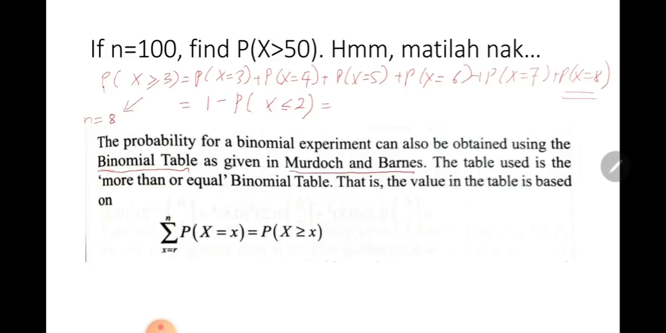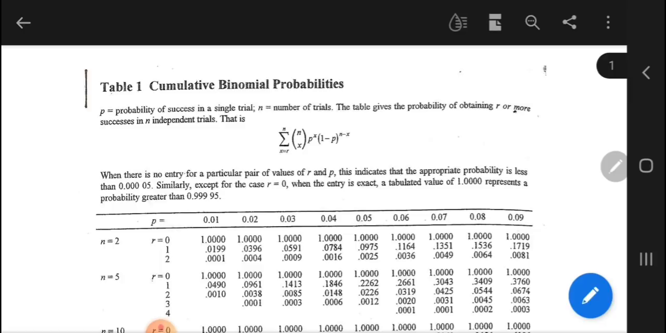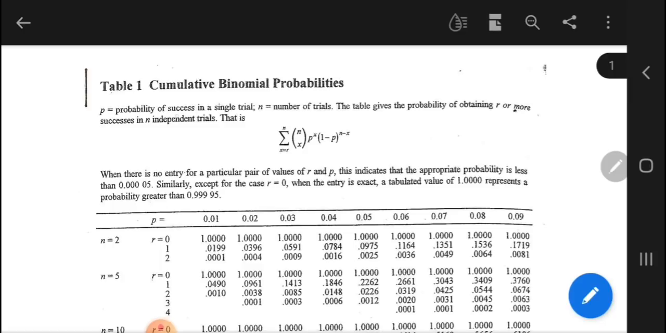Okay, so you have the binomial table in Murdoch and Barnes. I give you this table in soft copy on MS Teams, so you go and check it out. The important thing is that this table uses more than or equal. It tabulates all the probabilities for x greater or equal. Okay, let me show you. This is the binomial table. At the top of the table you must read first: what this table is for and how to read it.